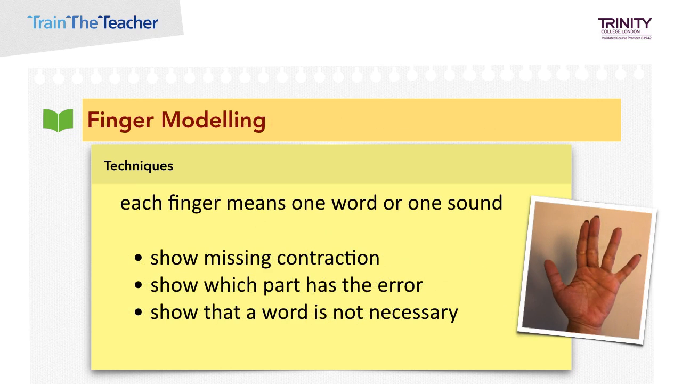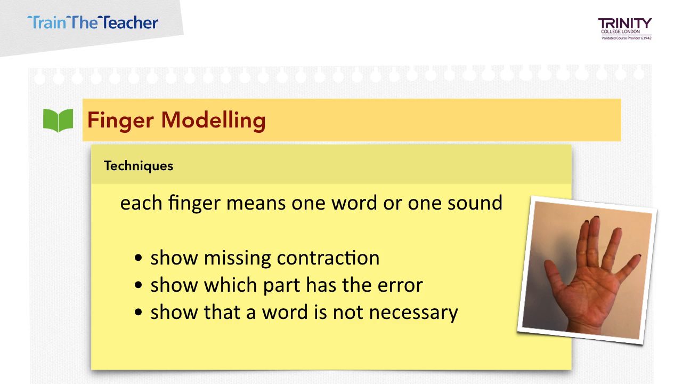Another useful technique is what we call finger modeling. These are really helpful when it comes to error correction. Each finger means one word or one sound. You show the problem by indicating the finger. Here are some examples for different kinds of errors. If you want to show a missing contraction, you can pull two fingers together to show that I am becomes I'm. You can show that there's a word missing.